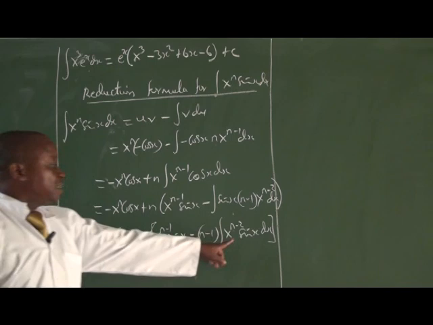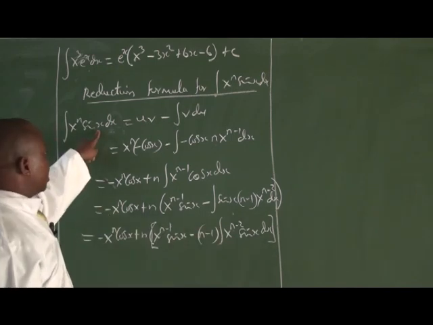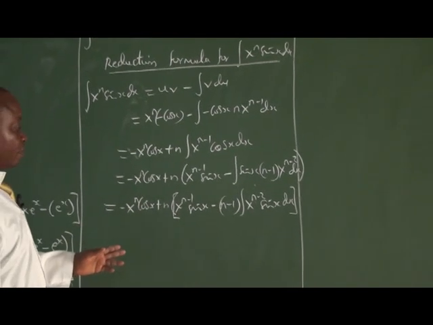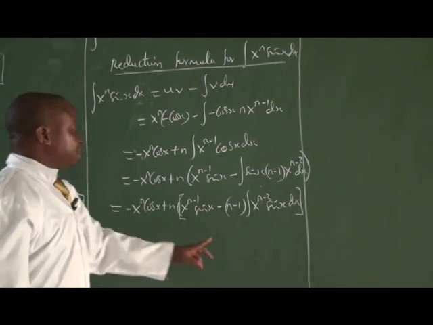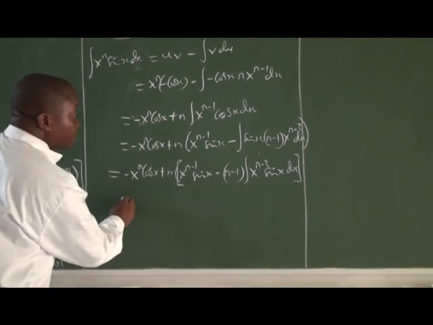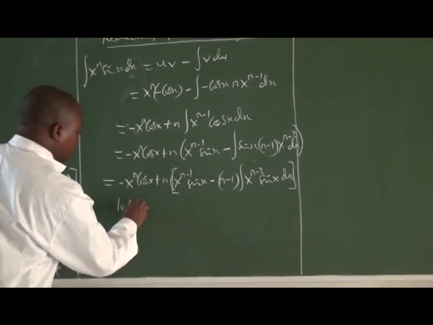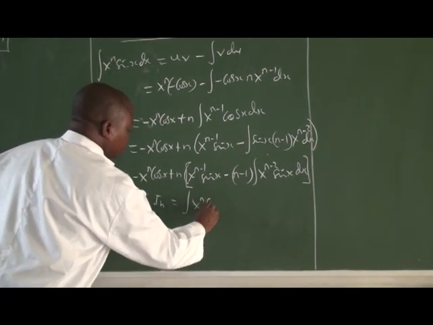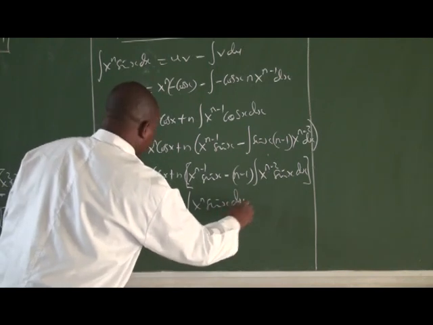So we see that here we now get things that resemble here, but we are going to replace the whole of this by I n minus 2. So we will have something like this. Let I n denote the integral of x^n sine x dx.